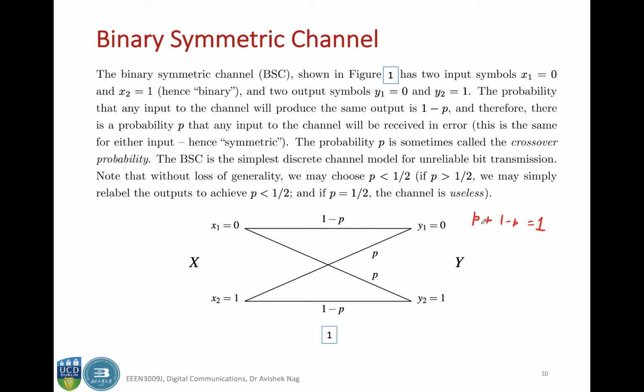And also one thing to note, if your p is less than half, then the channel makes sense. So let's say your probability of error is less than 50%. Ideally you should have this probability as low as possible, but if it is less than 50%, you can say that it makes some sense. So you are transmitting a 0, and with, let's say, a 30% chance that 0 is received as 1, with 70% chance you still have the option of getting it right.